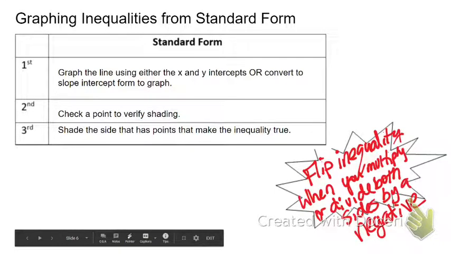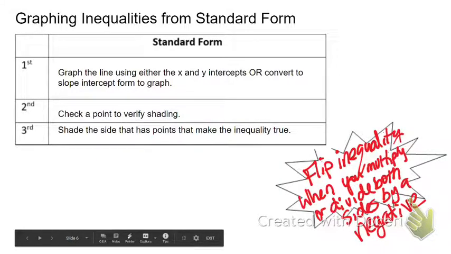When you're graphing inequalities from standard form, this can be a little bit trickier than slope-intercept form. With slope-intercept form, since y is already isolated, the greater than or less than symbol will hold true for the shading. However, when you're doing standard form, it may or may not match the original inequality statement because inequalities can flip when you multiply or divide by a negative. They should flip when you multiply or divide both sides by a negative.